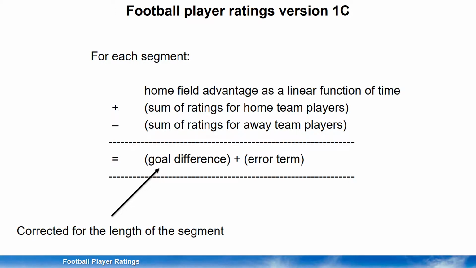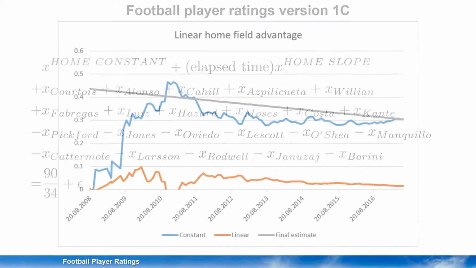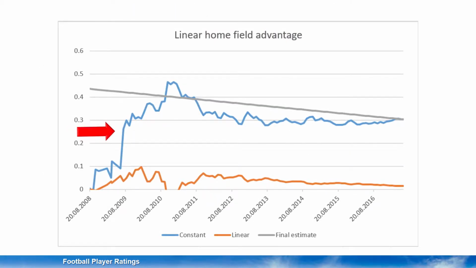To achieve this, we will first try to let the advantage vary linearly over time. That is, we include two variables for home advantage in the model, one representing a constant term and one representing a linear change of the advantage over time. We can plot the results as follows. The blue line shows the estimate of the current home advantage as estimated throughout the dataset. The gray line shows the final estimate of the home field advantage when taking into account that it is allowed to change linearly over time.